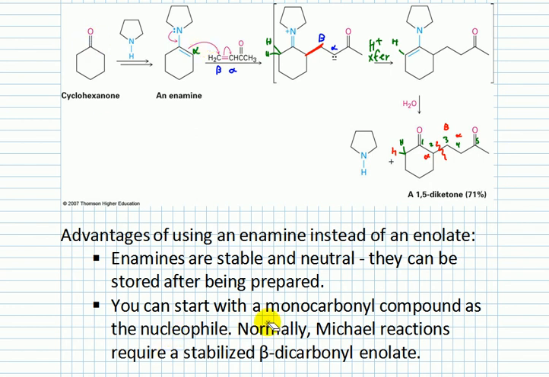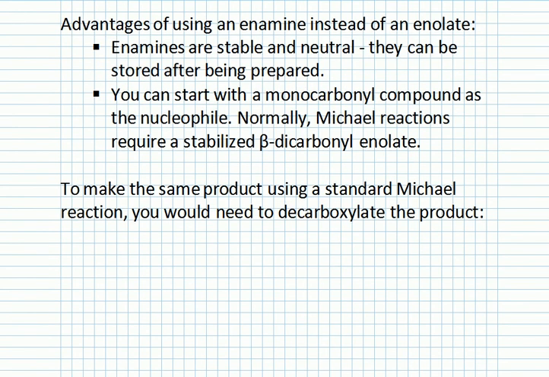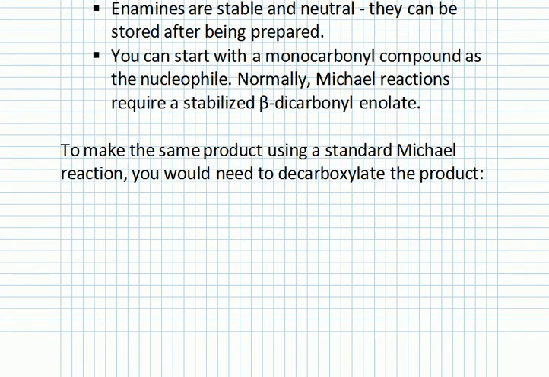Again, we can start with just a monocarbonyl compound, just a regular plain old ketone as our nucleophile. The normal Michael reaction requires a stabilized beta dicarbonyl, so something with two carbonyls and a stabilized minus in between them. We can, however, make that same product using the standard Michael reaction, but we would have to decarboxylate the product, and it's a little more work. Here's the same product that we made up above. Let's deconstruct it retrosynthetically. So 1, 2, 3, 4, 5.